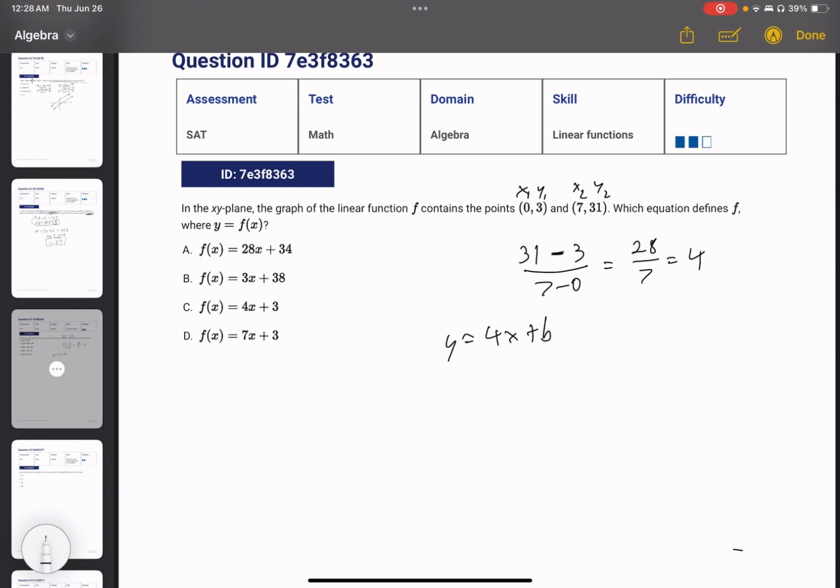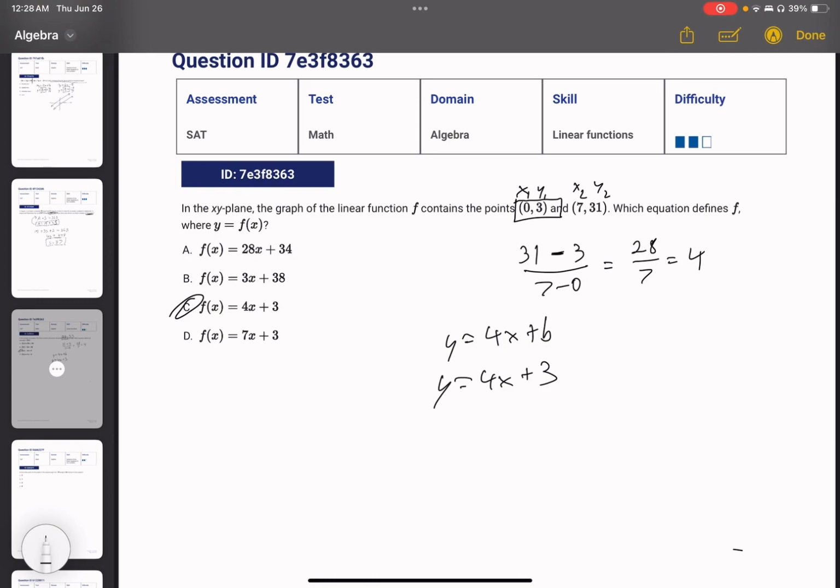Now, we've got to think smarter, not harder. What do we have right here? We have when x is equal to 0, so that's our y-intercept. So we can literally just plug in that 3 for the y-intercept. And now, looking at our answer choices, which one is it? It's C.